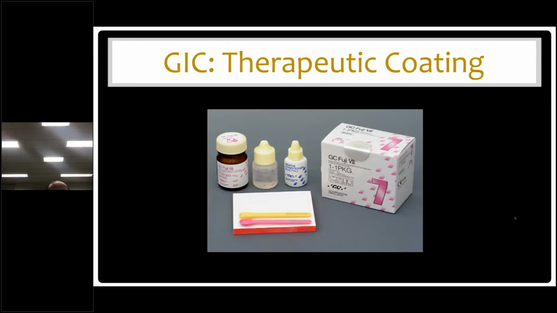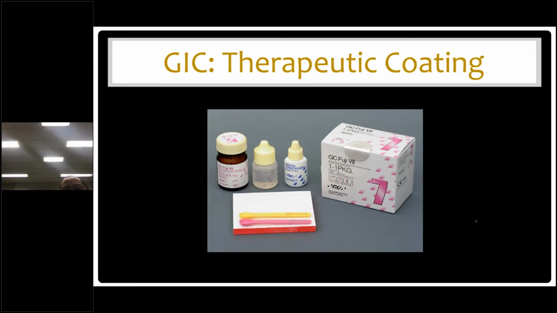Glass ionomer cement is not only a restorative material, and I have a declaration to make here. I'm the inventor of this material. This was done 30 years ago. It's called Fuji 7. In the US, I believe it's called Fuji Triage.